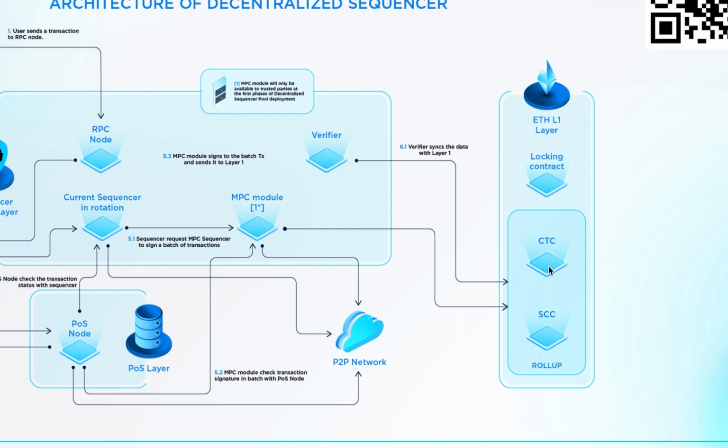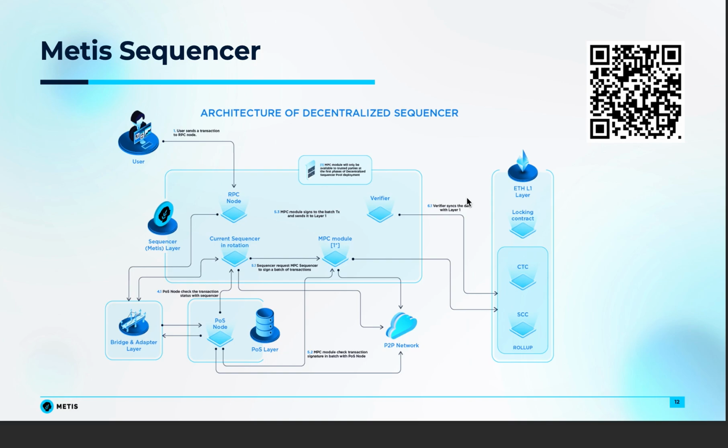CTC is the canonical transaction chain, a contract that serves as the ordered list of transactions submitted by the sequencer. And SCC is the state commitment chain. This tracks the state of the rollup as transactions are executed, and it allows the system to resolve disputes if any challenges arise about the correctness of transaction execution. So that's the architecture of the Metis sequencer.